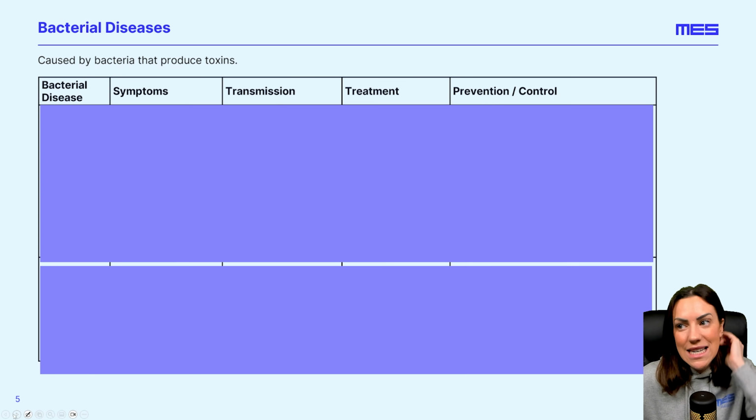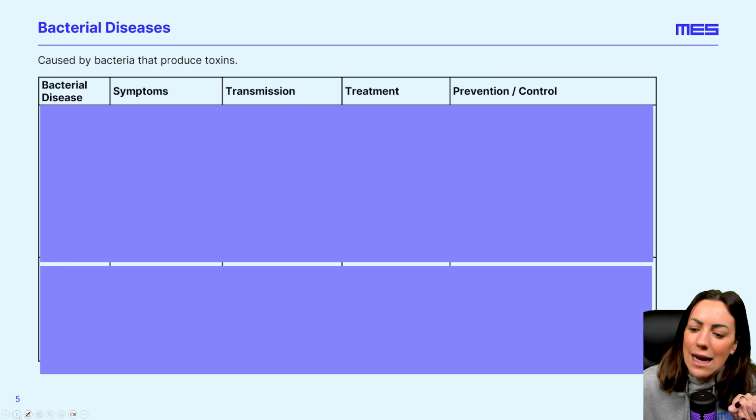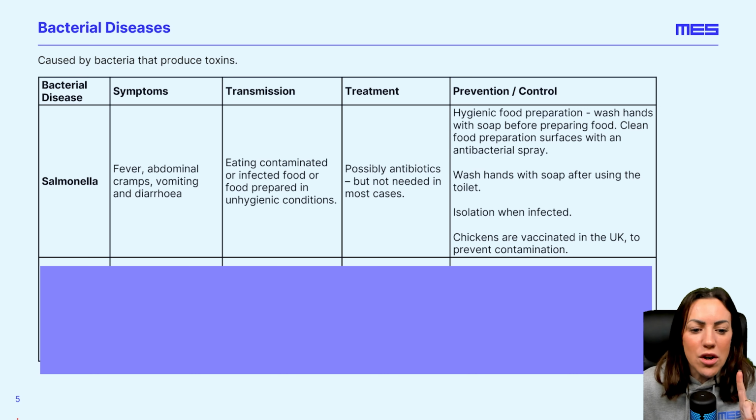Let's talk about bacterial diseases. Now, these are caused by bacteria, which, remember, are cells, but they are prokaryotic cells without a nucleus. And bacteria cause disease by producing toxins that damage cells. So there are two on your specification.